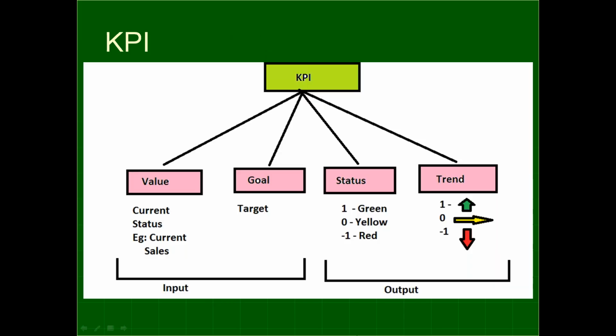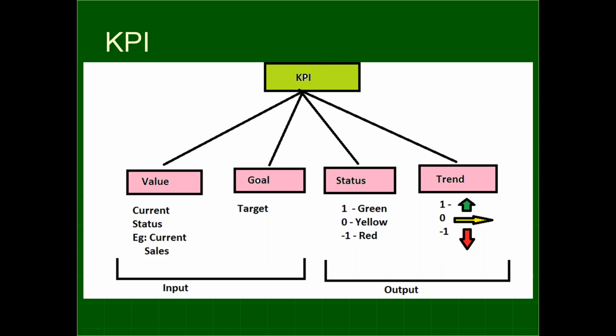Clear? So KPI will have four values. One is called value, that you want to measure, and the target that you want to achieve. Status and trend are the outputs. So these are the inputs; when you give them, it will tell you whether the sales is in green or yellow or red, or whether the trend is upward, downward, or neutral. So this is the output the KPI will tell you.